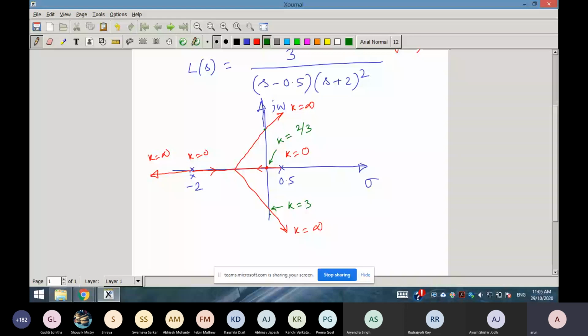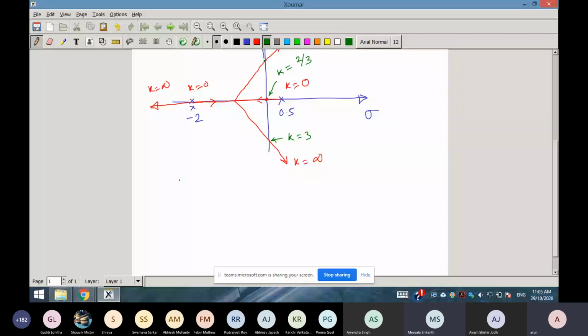Okay, so the upper side gain margin, upper side GM, is 3, and the lower side GM equal to 2 by 3. Okay, so in this way, using root locus, you can determine the upper side gain margin and lower side gain margin.